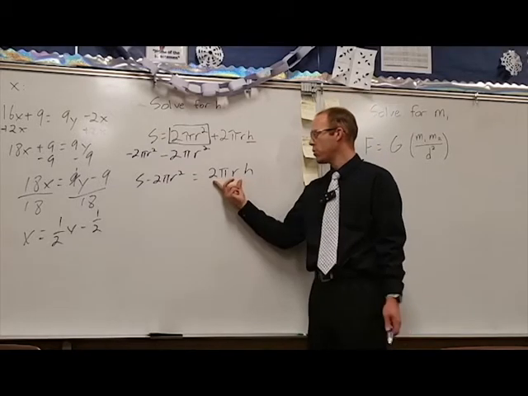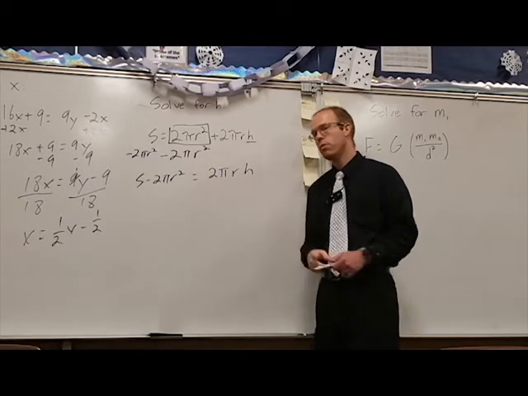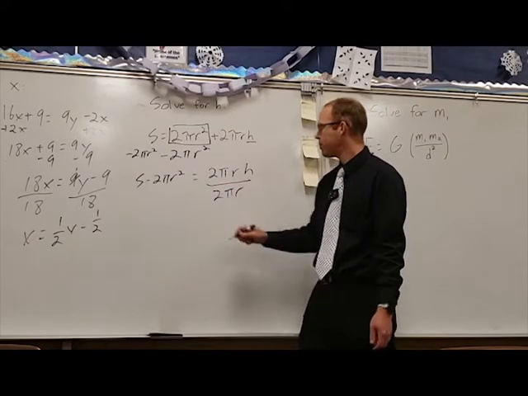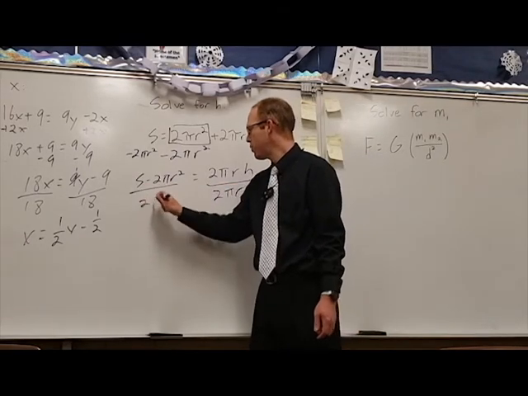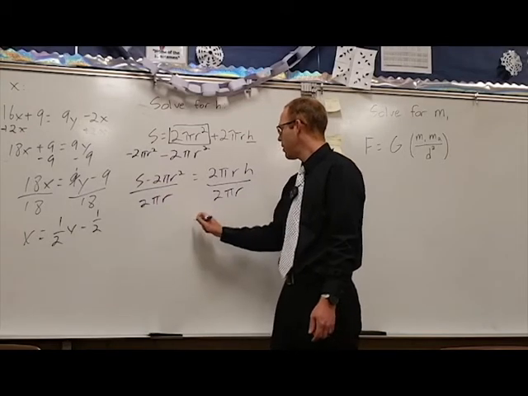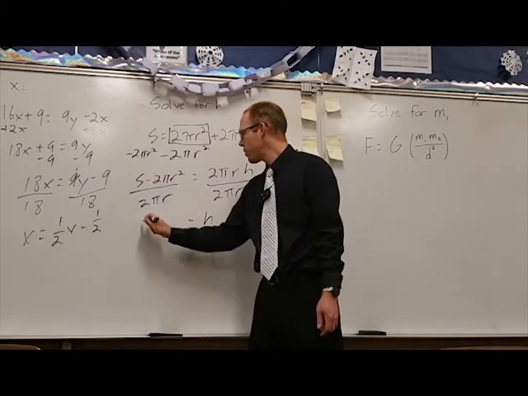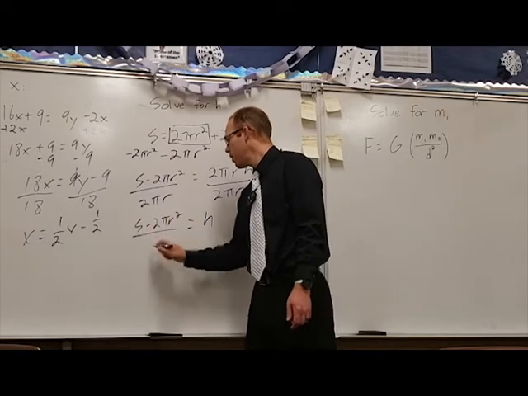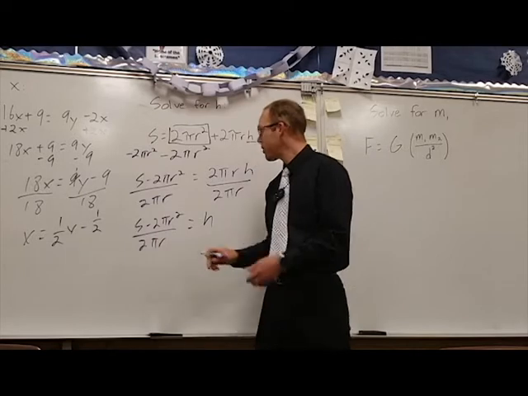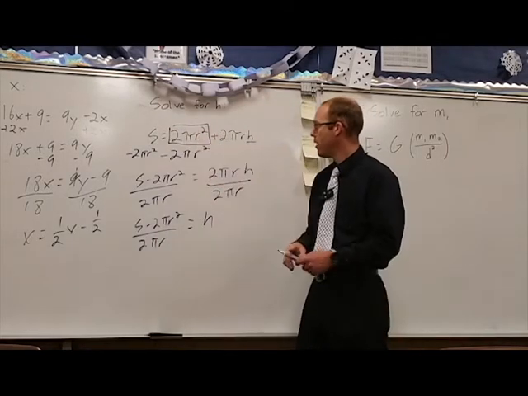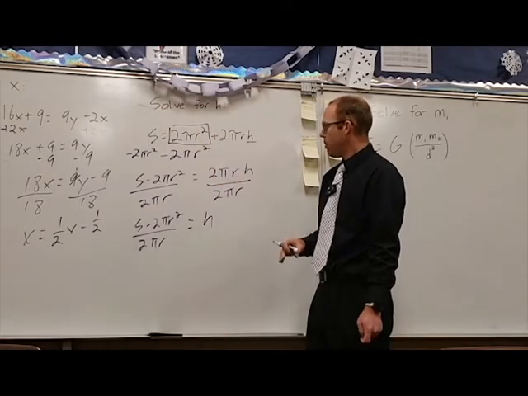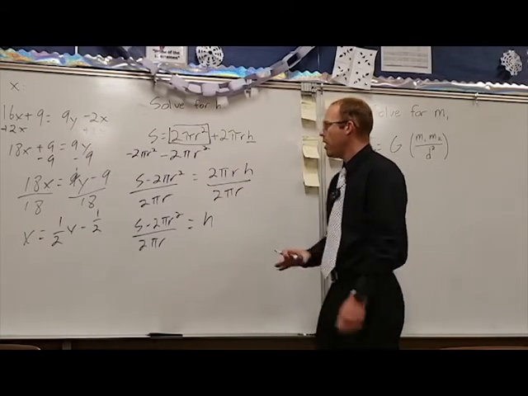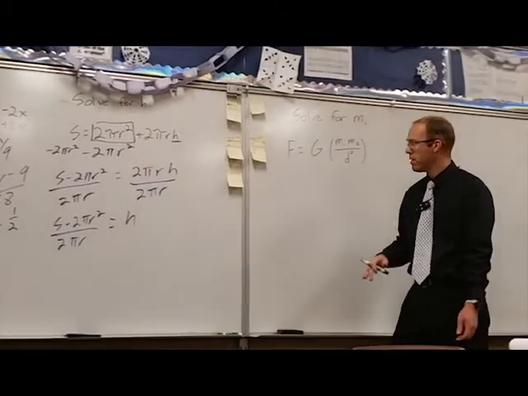Now these are all being multiplied to the h, so I'm going to undo all of them at once by dividing by 2 pi r. And then we'll divide this side by 2 pi r. So we get h equals s minus 2 pi r squared over 2 pi r. Now this is the formula for the surface area of a cylinder. So we can use this to kind of rearrange for different things, and it makes life a little bit more convenient. Let's take a look at the last one.